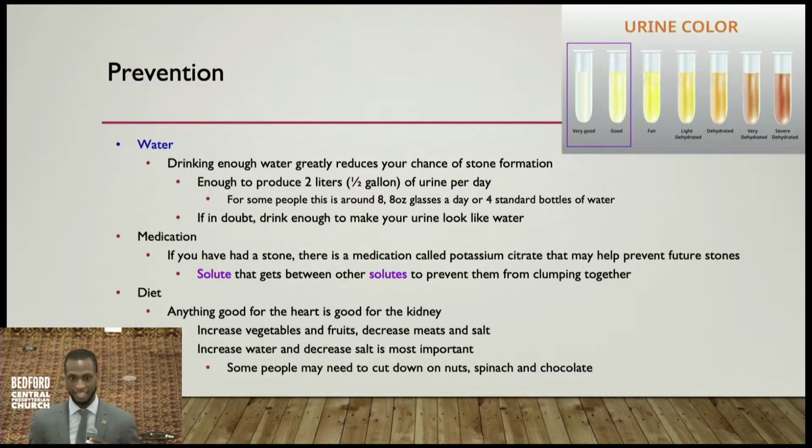And then diet. Anything that's good for your heart is also good for your kidneys. Lots of fruits, lots of vegetables, decrease meat, increase water, decrease salt. The amount of salt that you put in your body is another one of those chemicals that has to be put into the urine afterwards. And when it is put into your urine, it comes with other chemicals that can form a stone. So if you can do a low salt diet, that's going to greatly decrease your chances. And I think that's it.